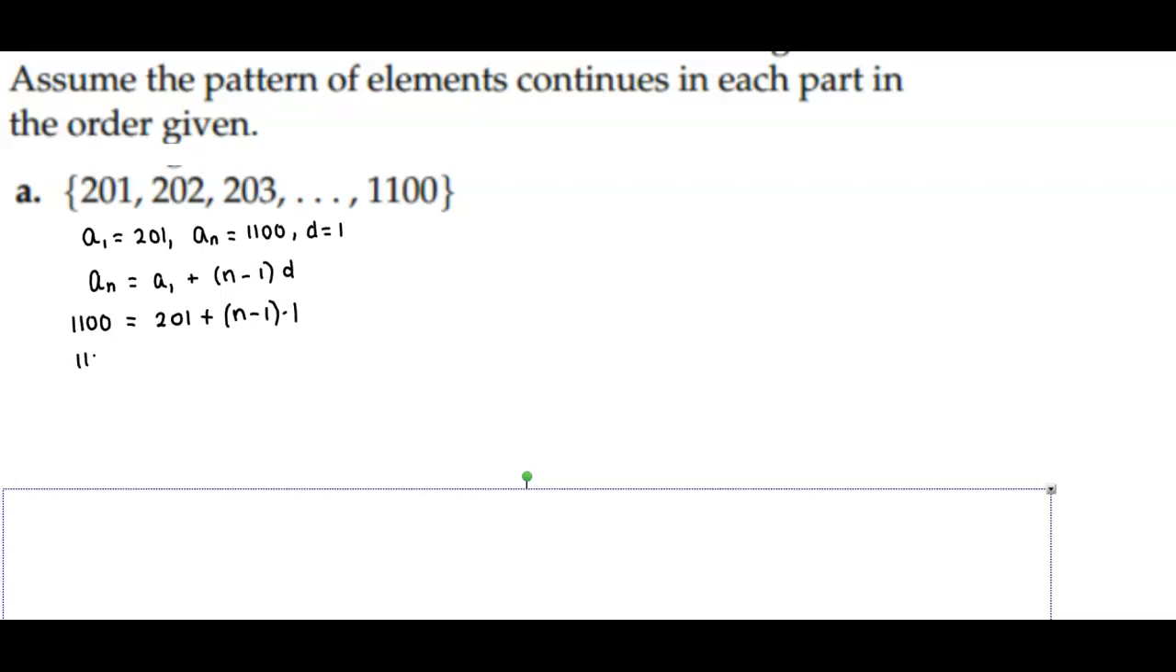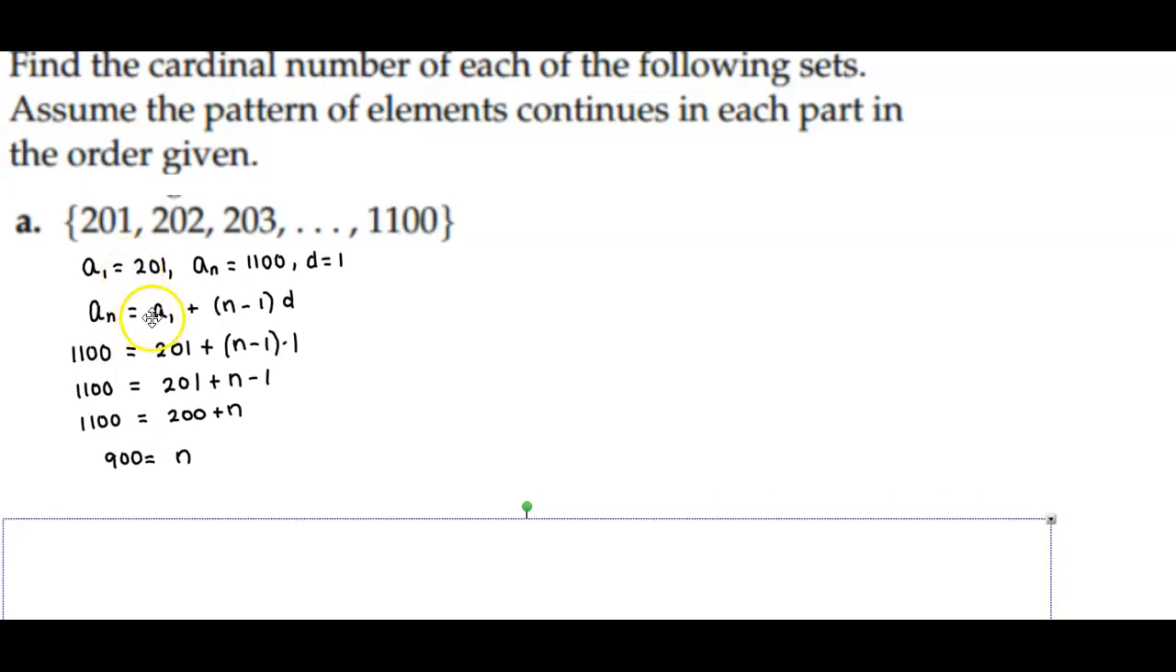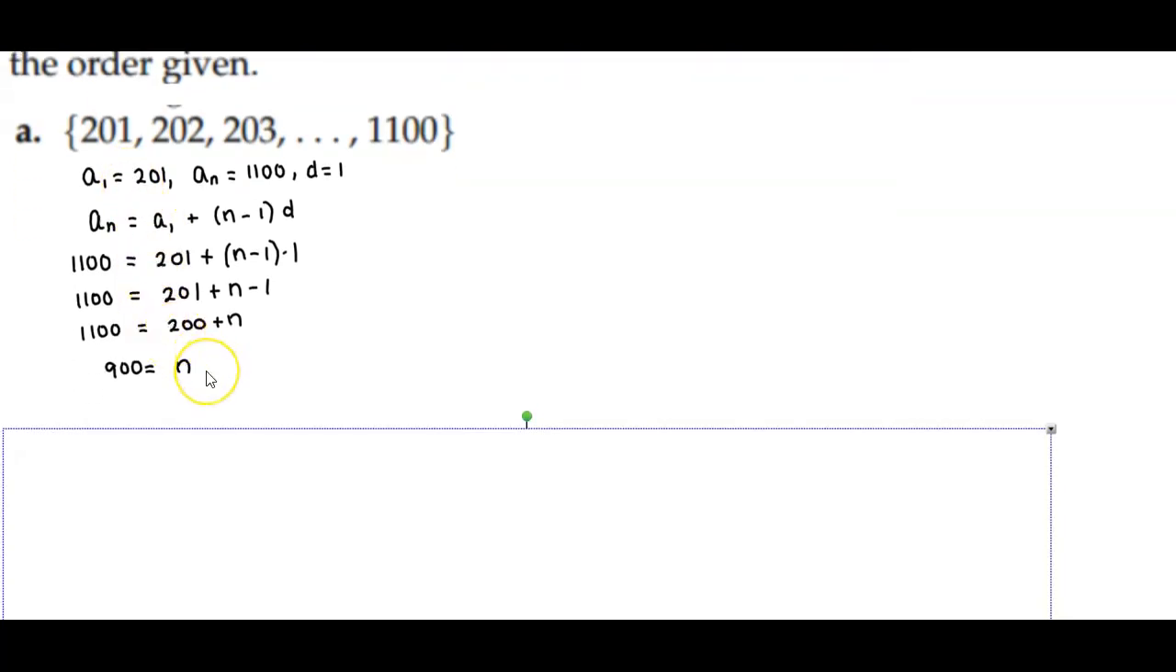So we get 1100, which is equal to 201. If we distribute that 1, we get plus n minus 1. And therefore, by combining like terms, we get 1100, which is equal to 200 plus n. Subtracting 200 from both sides, therefore n is going to equal 900. So 900 would be the cardinal number for this particular set.